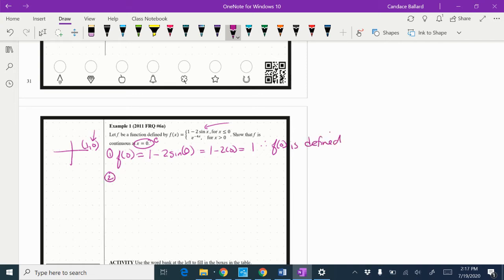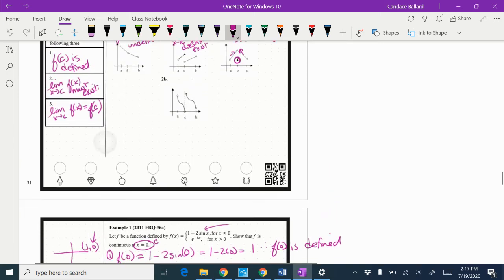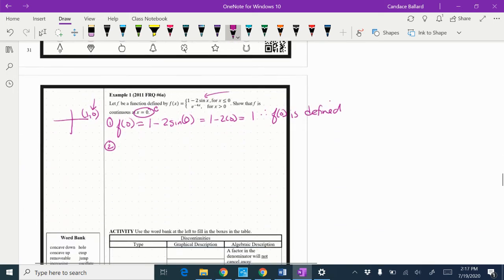All right, then step 2 was we have to show that the limit as x approaches c exists. Since we've got a piecewise function, we're going to do this in 2 branches. So the limit as x approaches 0 from the left, we're going to use the top branch. So we've got 1 minus 2 sine x, and we're going to plug our 0 in there. We already calculated that. We know that it's 1.